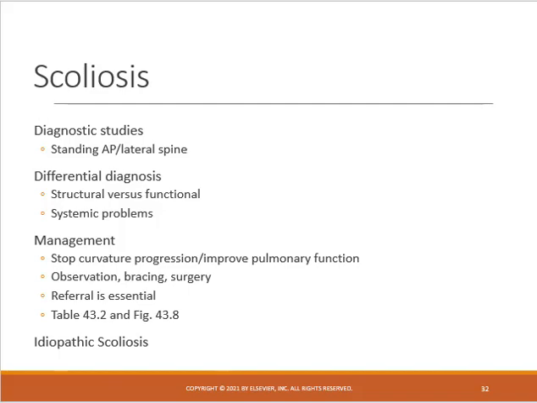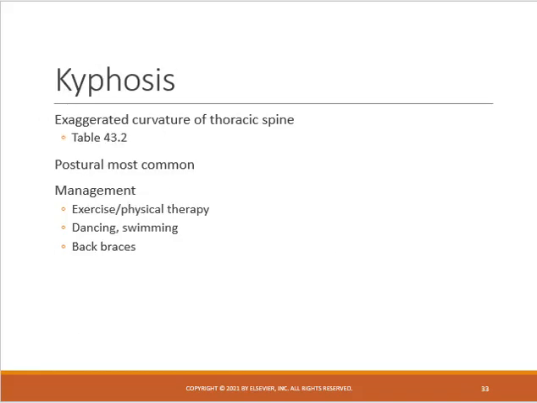Diagnostic studies are going to include AP and lateral. You need to consider structural versus functional issues or any systemic problems in your differential diagnosis. And the management is going to be to stop the curve progression, and if there's been any pulmonary function, to help improve that. Care may include observation, bracing, or surgery. Referral is essential.